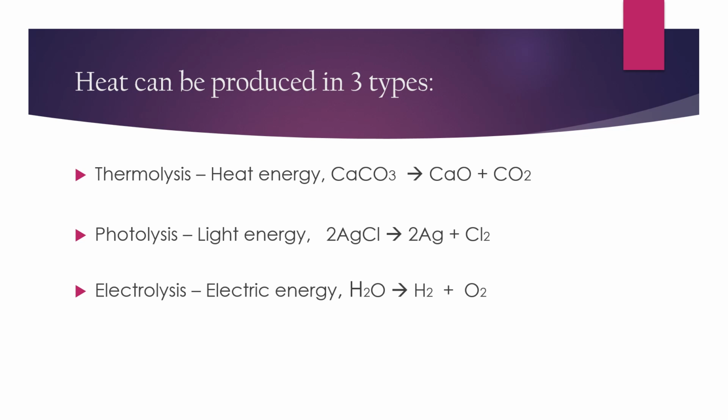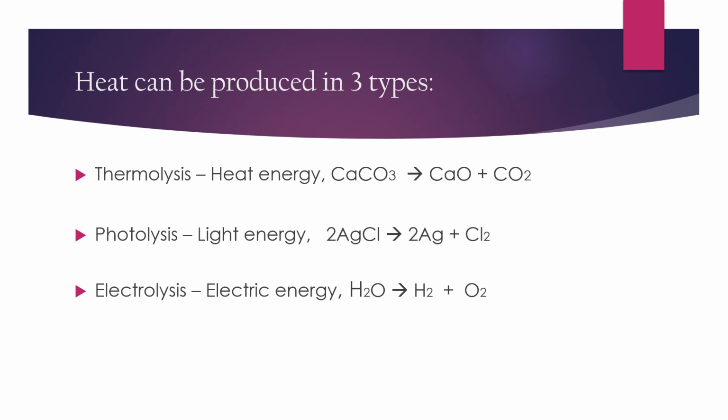2AgCl equals 2Ag plus Cl2, that is silver chloride becoming silver and chlorine. Try to understand the sentence. Silver chloride is becoming silver and chlorine. That means silver and chlorine are separated from each other.